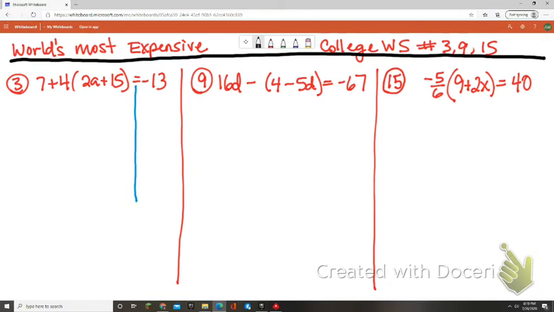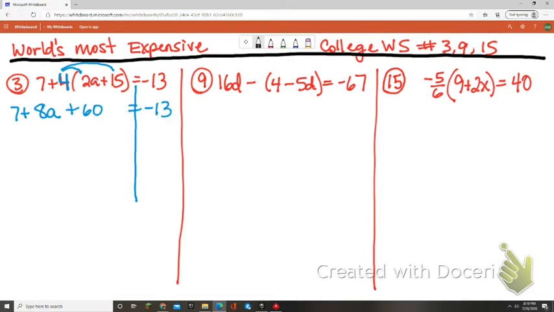So if I'm working through number 3, the first thing I'm going to recognize is that this 4 is outside the parentheses. So using the distributive property, I'm going to have to multiply the 4 times everything in the parenthesis. So I don't do anything with the 7 right now. I just drop that down. And 4 times 2a is 8a. And 4 times 15 is 60.